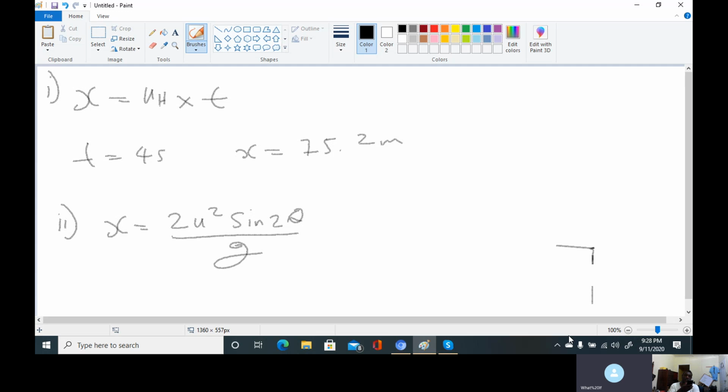Would the answer be 12.1? All right, let's see. Well, I kind of just wrote this equation. Isn't it asking for velocity, not the distance? Let's see what the answer is. Calculate the magnitude of the launch velocity.